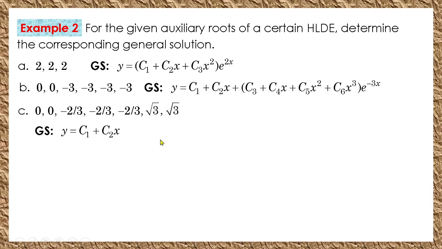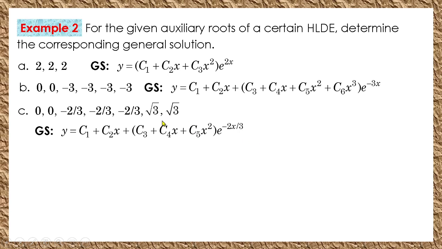Oh, what is the first term? C sub 3. Baka may C sub 2 na rito. C sub 3. Anong susunod na term? C sub 4x. Then C sub 5 x squared na. Yan, tatlong terms. Then multiply mo lang ng e to the yung exponent ng e, yung negative 2/3. So negative 2/3 of x or negative 2x over 3.